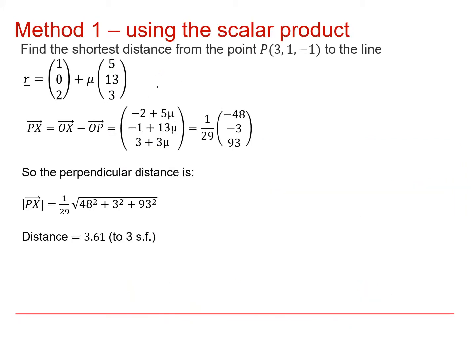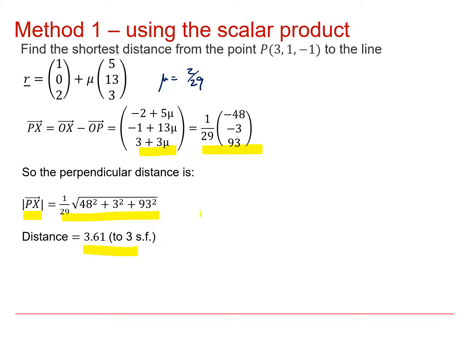So following on from that, we know that mu is 2 over 29. So we plug mu into here, and therefore we end up with this for my vector px. And remember, this is the specific vector which is from p to the line and perpendicular to the line. And finally, to get the perpendicular distance, we just want the length of that vector, which is this calculation here, and comes out to be 3.61.